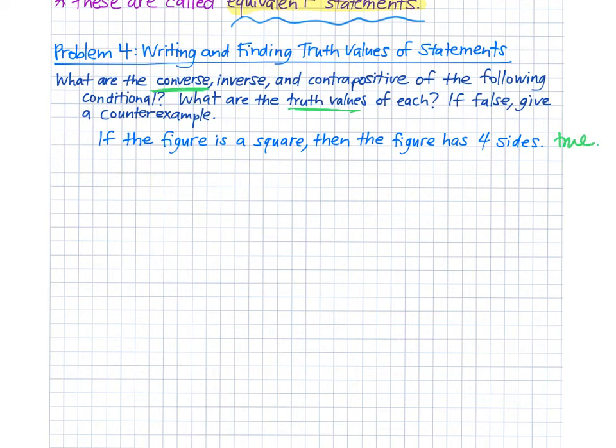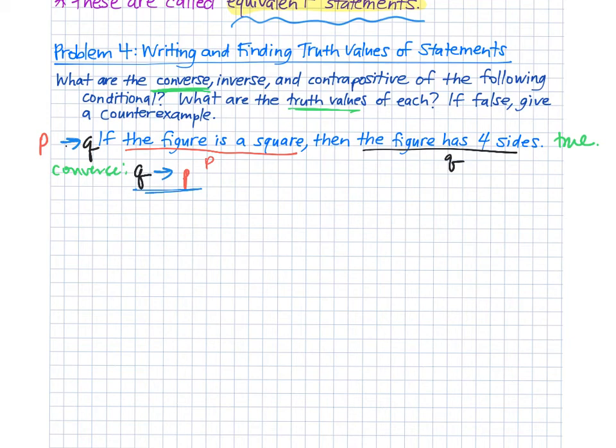Okay, so now what is the converse of that? So the converse, and make sure you write that this is the converse and label it, right? Remember, this is my P, and this is my Q. So my original conditional is going to be if P, then Q. Okay, so the converse is going to be if Q, then P.